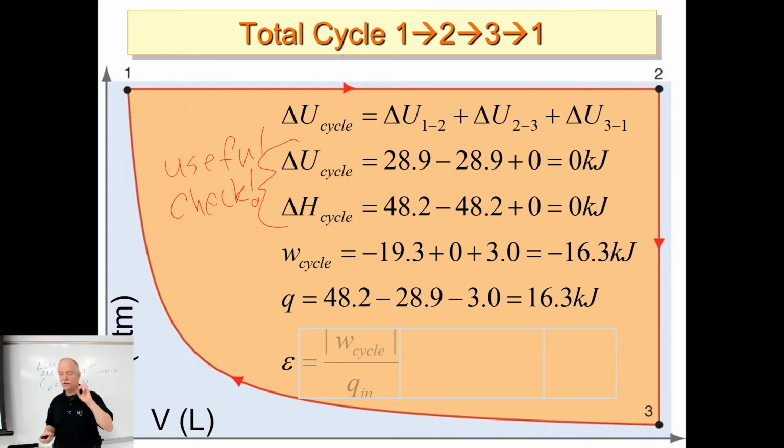And then the heat was 48.2 in. To increase the volume at that constant pressure, we had to really increase the temperature from 12 Kelvin to 244 Kelvin. We put a lot of heat in on that first leg, 48 kilojoules. We pulled some heat out to get the temperature back down at the same volume, 28.9 kilojoules. And then we sunk a little bit of heat resetting the system. We compressed it for 3 kilojoules, and we pulled that heat out as we were doing that compression to keep it on the isotherm. So our net heat was 16.3 kilojoules.